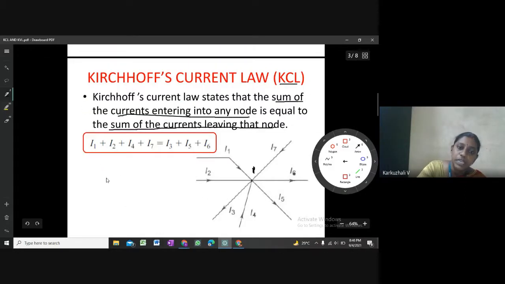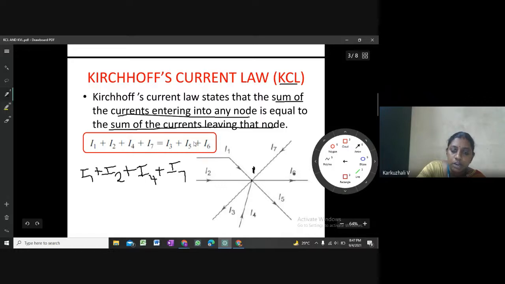And we can also say Kirchhoff's current law is that the algebraic sum of the currents across a node, that is the algebraic sum of the currents in any node, is equal to 0. Why? Because I can also write this as I1 plus I2 plus I4 plus I7, the currents entering on one side.